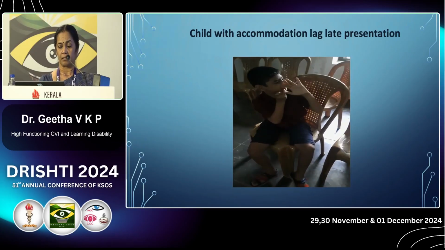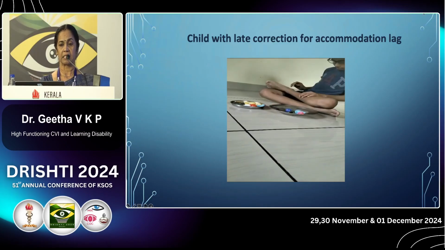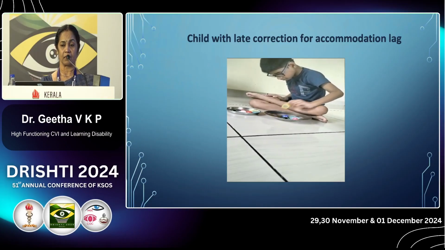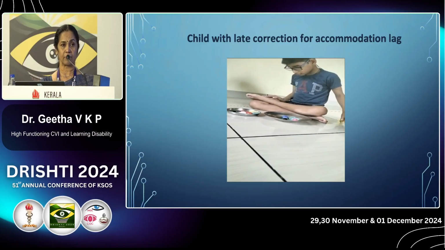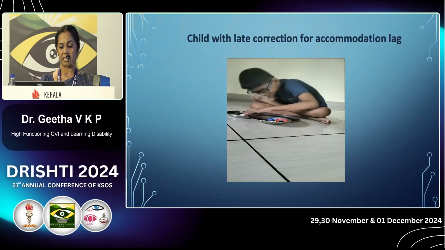So when we asked the child to come to the CVI clinic and assessed, there was accommodation lag, and we gave bifocals. There was some astigmatism also. So now he is doing his routine.